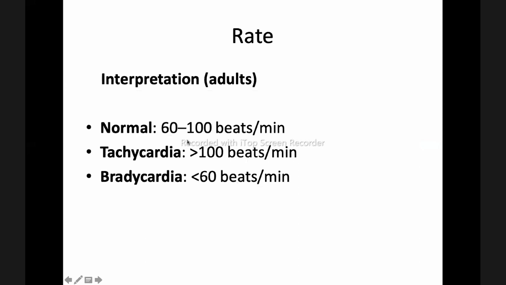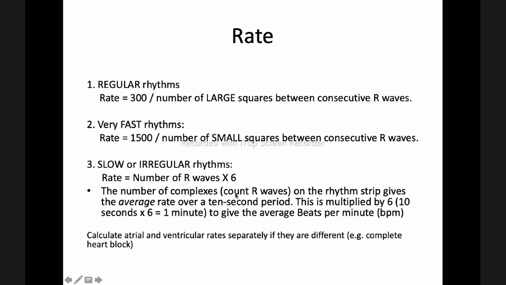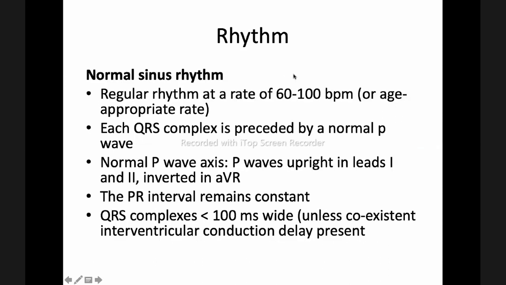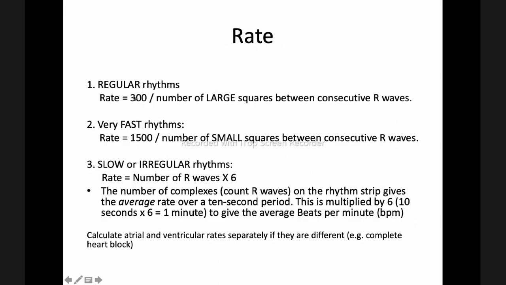So we've already talked about heartbeats. Normal is 60 to 100. Above 100 is tachycardia, below 60 is bradycardia. So I won't go into the rate, we've already talked about it. So this is what I was talking about. The rate is 300 over the number of large squares between the R waves. That's how you get the rate. This is so important. Or the other way is that you can use the small boxes between the R waves, but in that case, you have to divide into 1,500.